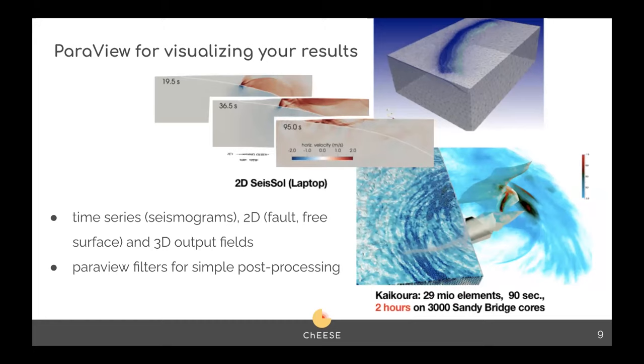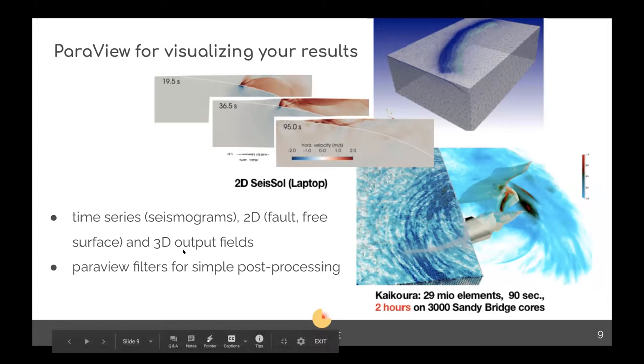Then we also have the 2D output, that is the rupture on the fault and the free surface ground motions. Then we also have the 3D output, showing how the wavefield propagates in 3D, and the strain or the plastic strain. Then we will look at the result using ParaView, and we also show you how to apply some simple filters for post-processing.